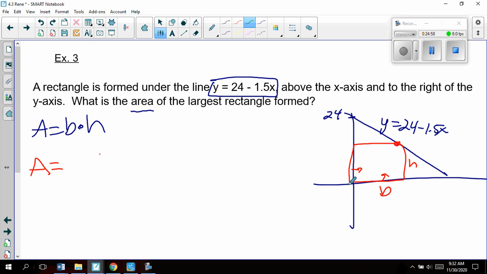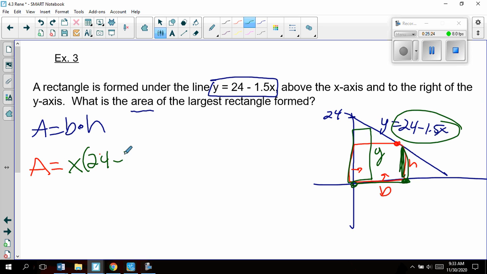So my base is right here. I know I'm going to need to be in terms of x because I'm on a graph. I just went over x, so I can say my base is x. My height would be right here, so how high did I go? Remember, your rectangle could have been here as well, but your height is always defined by a y value, how high you go, and y is always defined by that line, so it's 24 minus 1.5x. So there's my area function in terms of x.